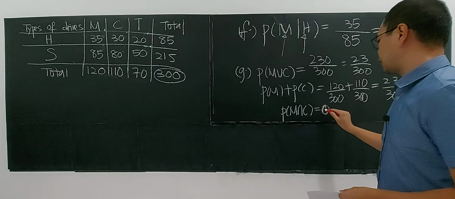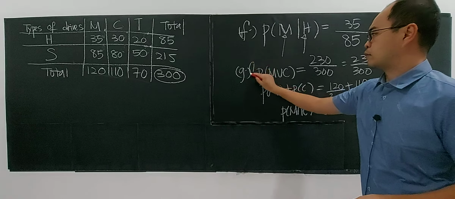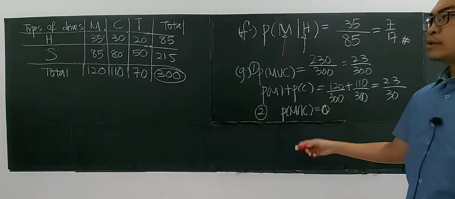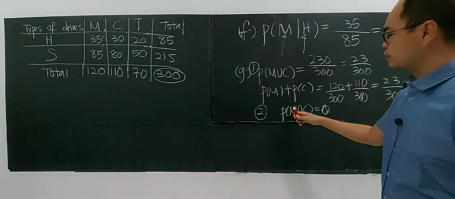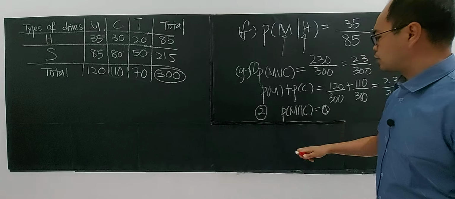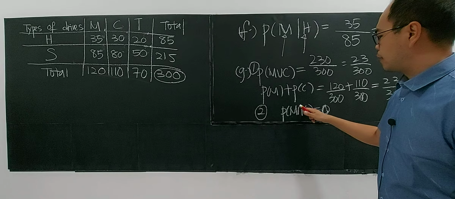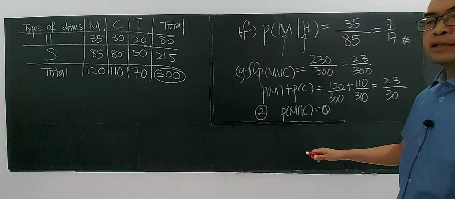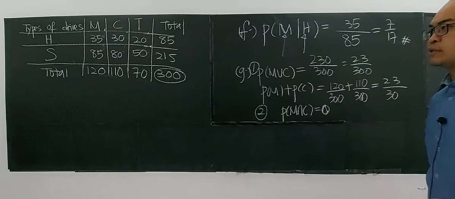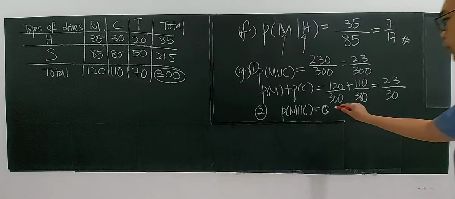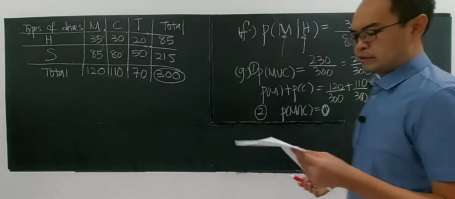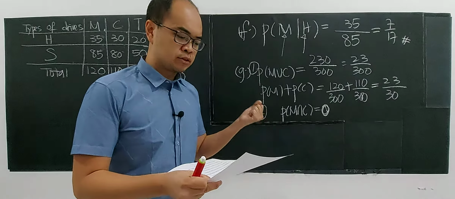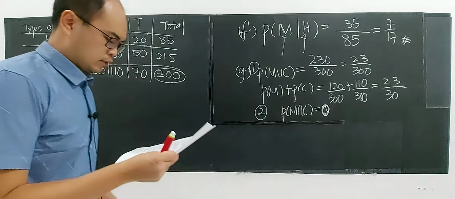Another simpler way of explaining: there is no intersection between the events of manufacture in Malaysia and manufacture in China. They cannot happen together, so it's 0. The 0 here tells you it's impossible that the product you take out from the shop is from China and also Malaysia.